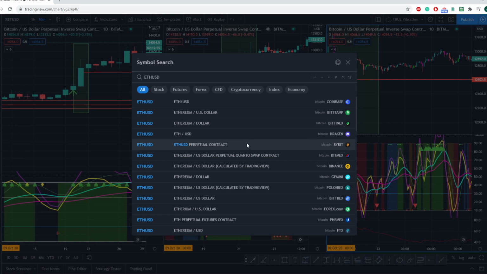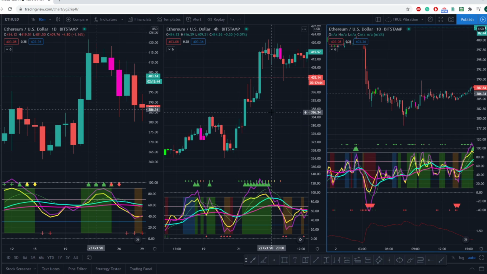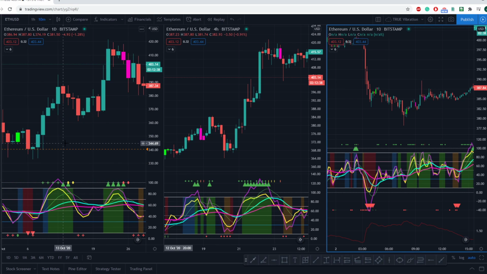Let's just use stamp. Same setup, right? Doesn't matter where we're at. Let me just make sure I don't have anything marked off here. So everything's the same: daily, 4-hour, and my 10-minute here, right? So let's just go find a point in time here.